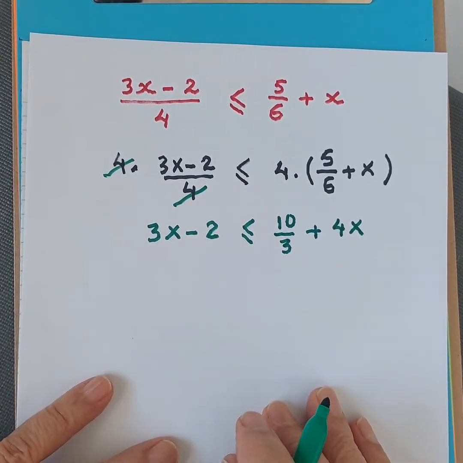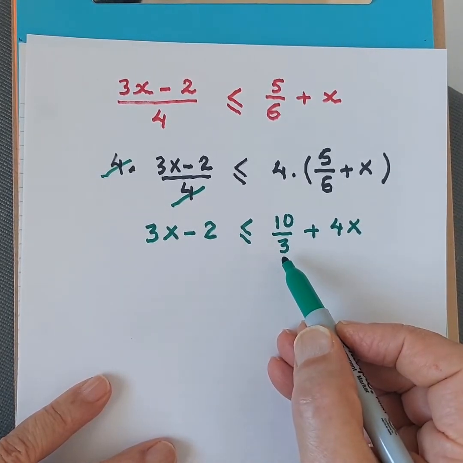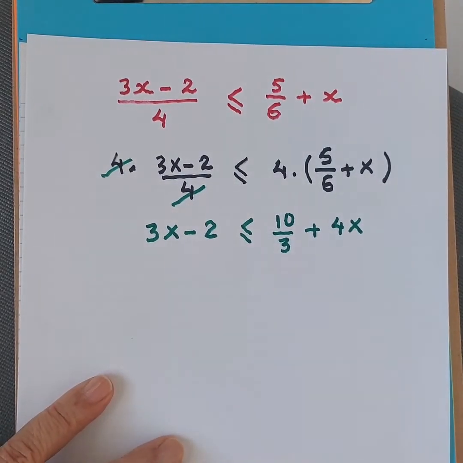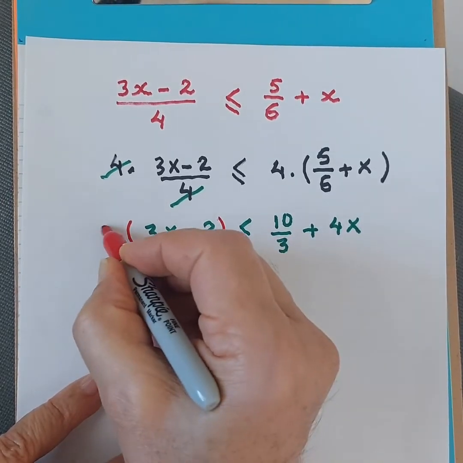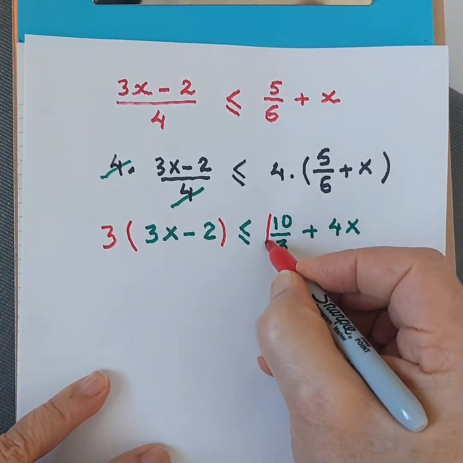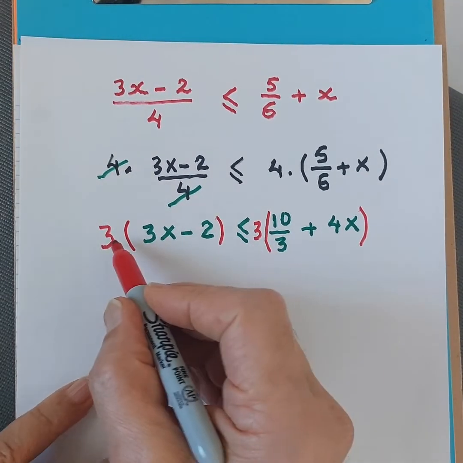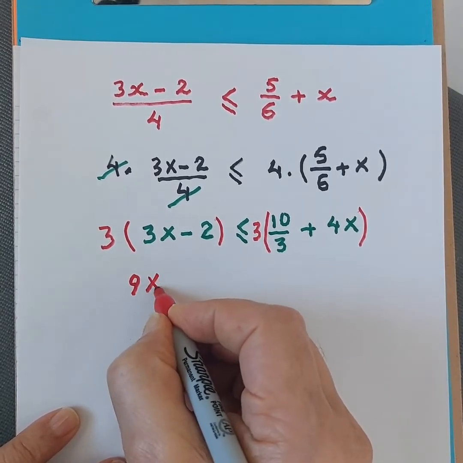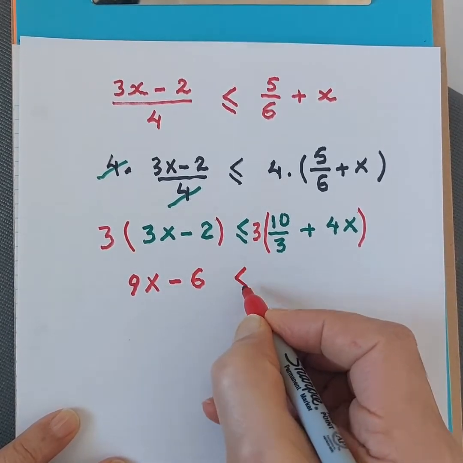The other step we can do is multiplying all the inequality by the denominator here, by the number 3. This is the result we will get from here. Multiply by 3. I will do it in the same step here, and here multiply both terms by 3. Also, after removing the bracket, 9x minus 6 is less than or equal.